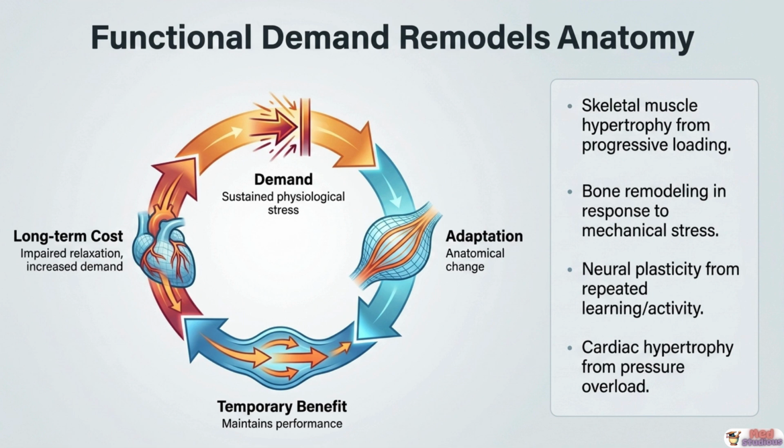These changes may initially be adaptive. For example, a thicker ventricle can generate more pressure against increased resistance. But compensation can have a cost. Hypertrophy may later impair relaxation and increase oxygen demand. When you see an anatomical change, ask whether it is the original lesion, a compensatory response, or a later consequence of prolonged physiological stress.